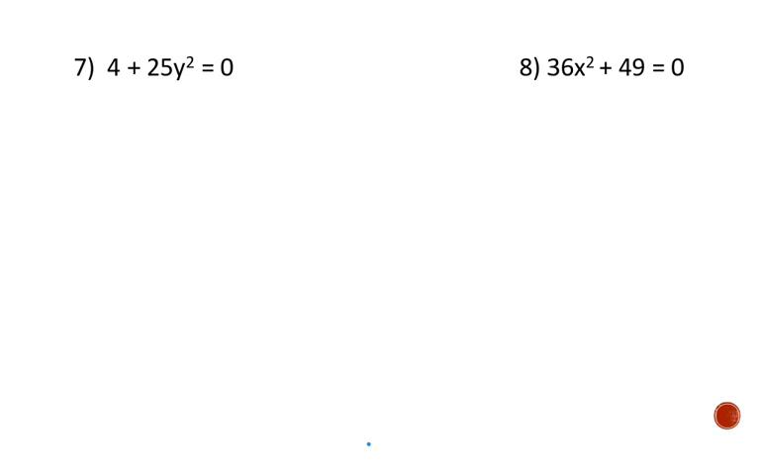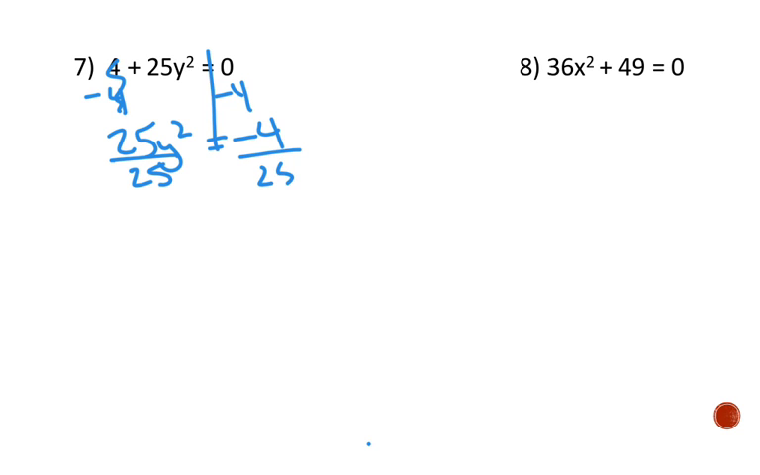So last two examples, we have 4 plus 25y squared equals 0. So I'm going to subtract 4. So 25y squared equals, 0 minus 4 is negative 4. Then I'm going to divide by 25. So y squared equals, well 25 doesn't go into 4. I'm going to leave that as negative 4 over 25. So I'll have my fraction here. Then I'm going to take the square root.